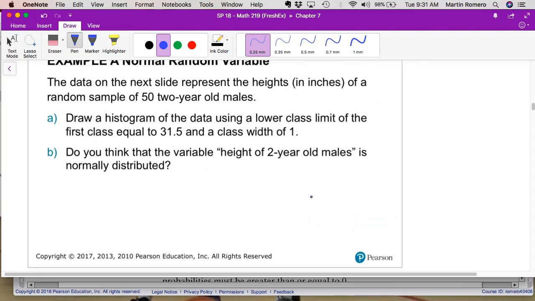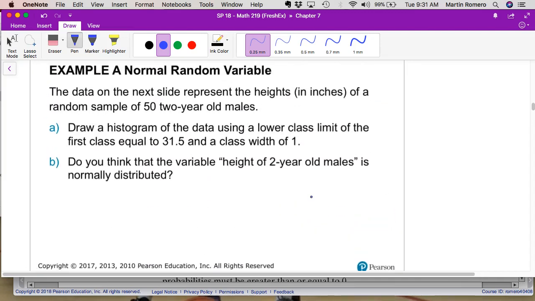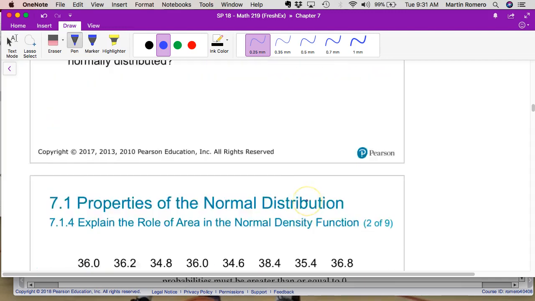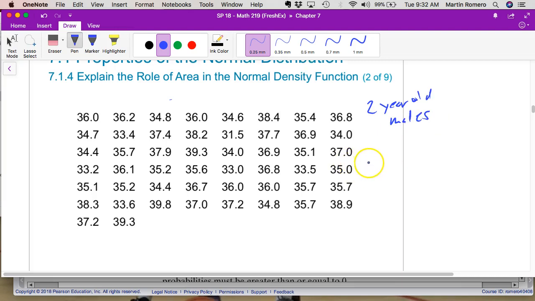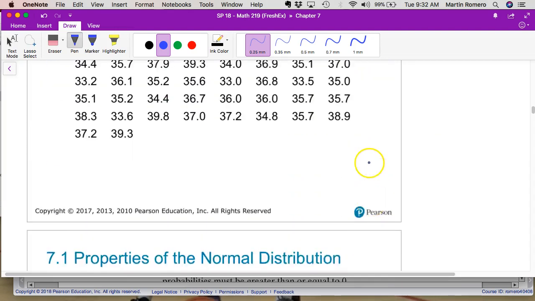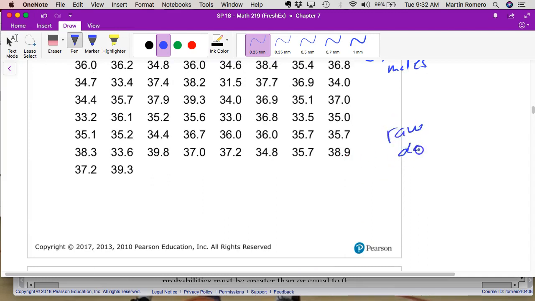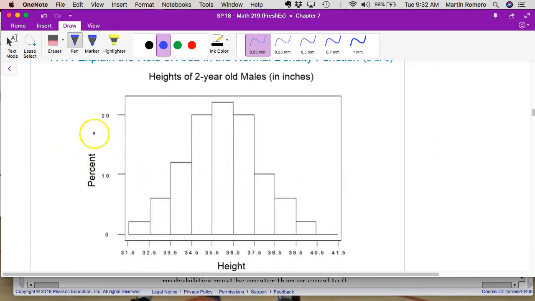And so looking at this example, which is on our note sheets here, you're going to see data for 2-year-olds. This is data for 2-year-old males. This is their heights. And so this is unorganized data, raw data here of 2-year-old males. What do we do with raw data? We go ahead and make a histogram. So this is raw data. We take the raw data and make a histogram. This is a relative frequency.